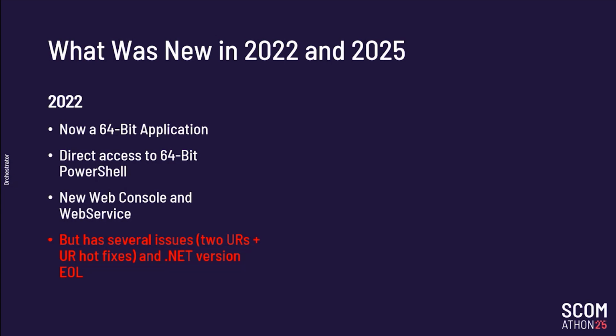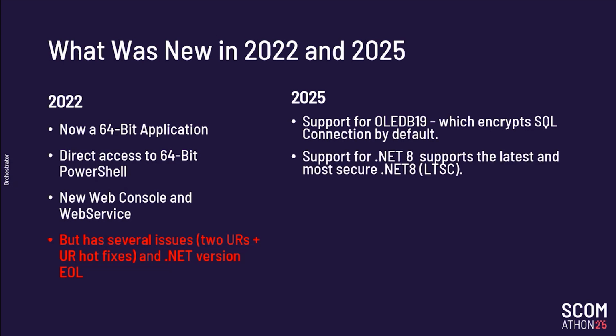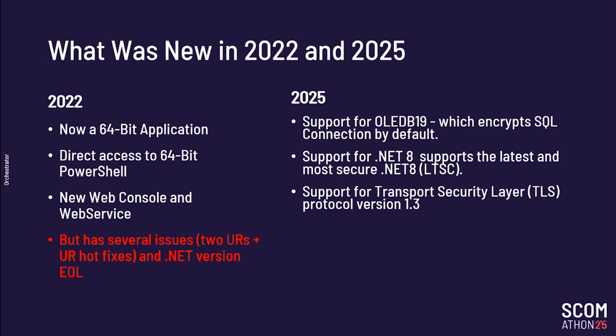But there have been issues with 2022. There's been two update rollups and some hot fixes for that. And currently the .NET version that's used in 2022 is actually an end-of-life version. So with 2025, what Microsoft have added is further updates and encryptions. They now support .NET 8, which is the latest and most secure version of the .NET framework, on one of their long-term support channels. So we've got long-term support on a supported version of .NET underpinning Orchestrator.